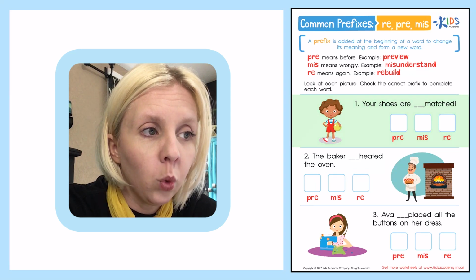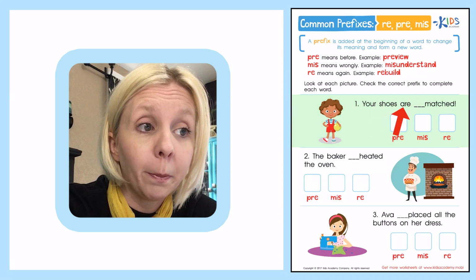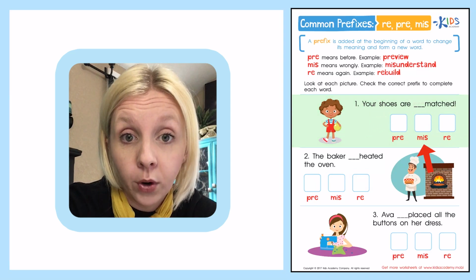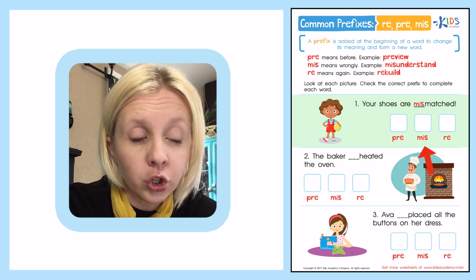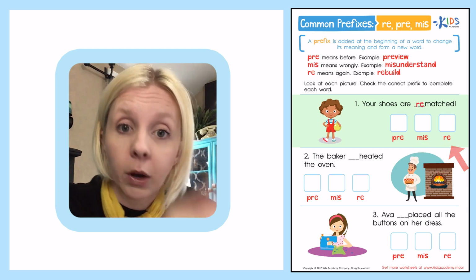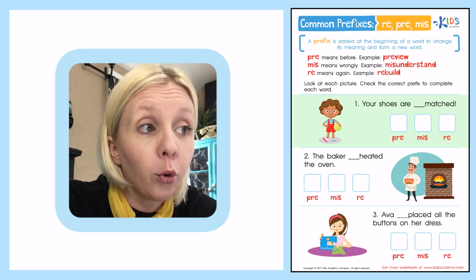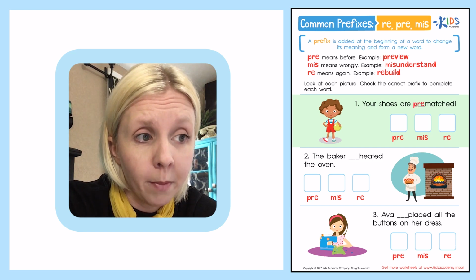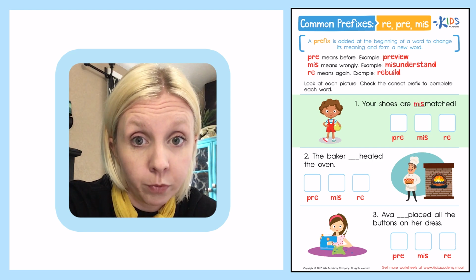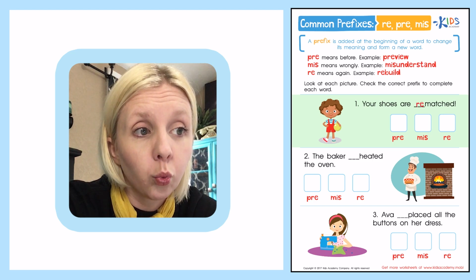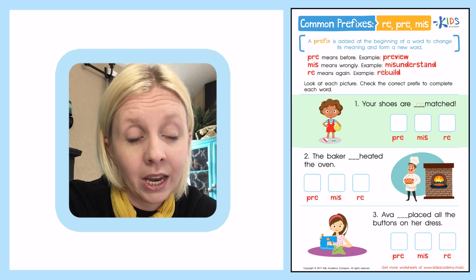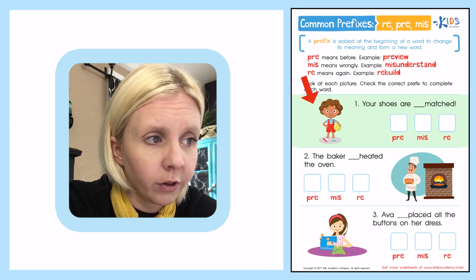So we've got number 1. It says your shoes are blank matched. Are they prematched, mismatched, or rematched? So let's think about what each one of those prefixes mean. The first one means pre, which means before matched, mismatch, which would mean wrongly matched, or rematch, which would mean matched again. Let's look at the picture over here to see if it can give us a clue.